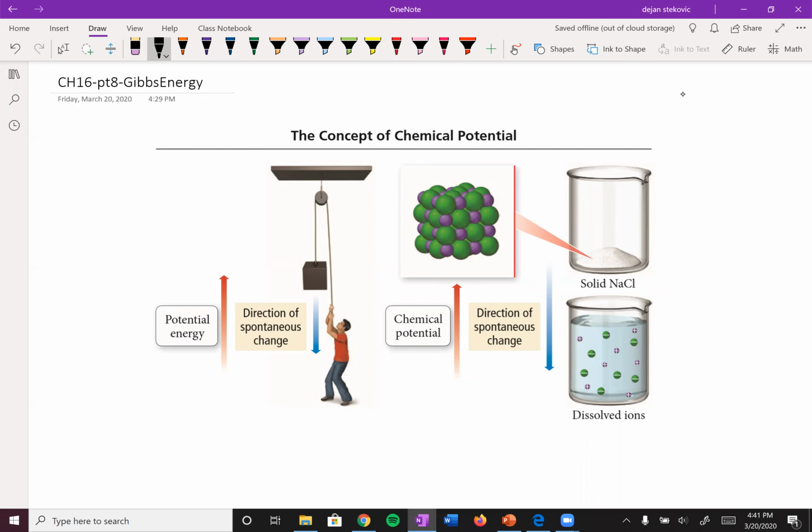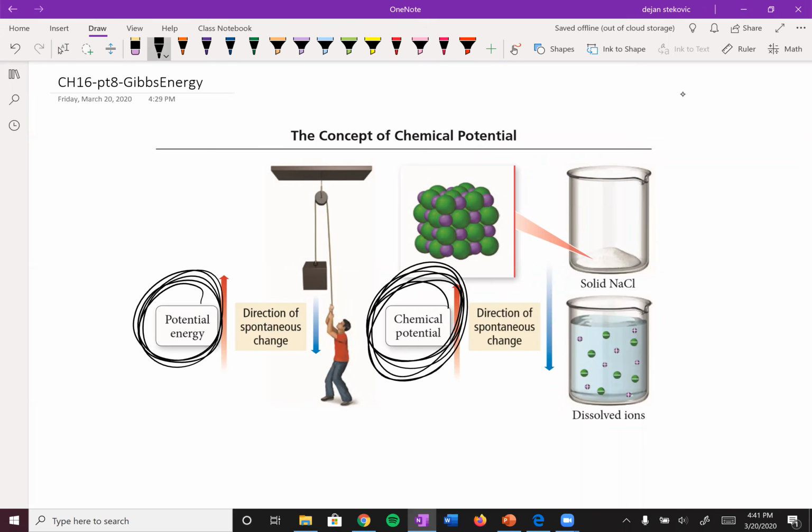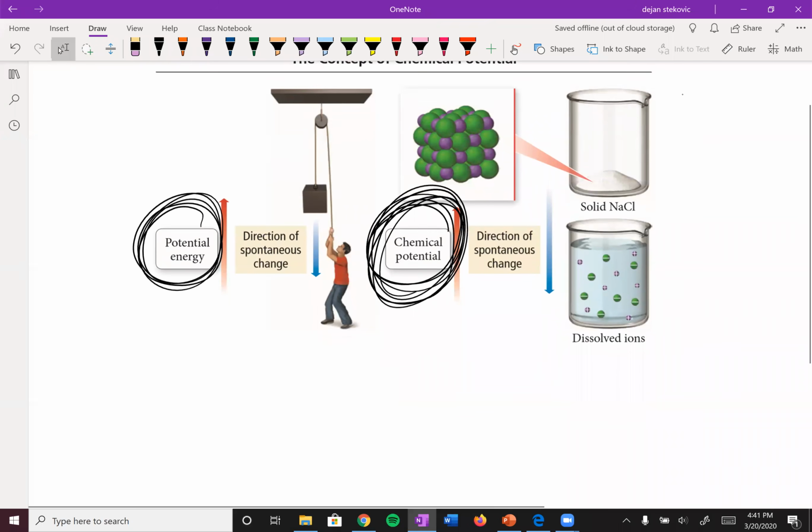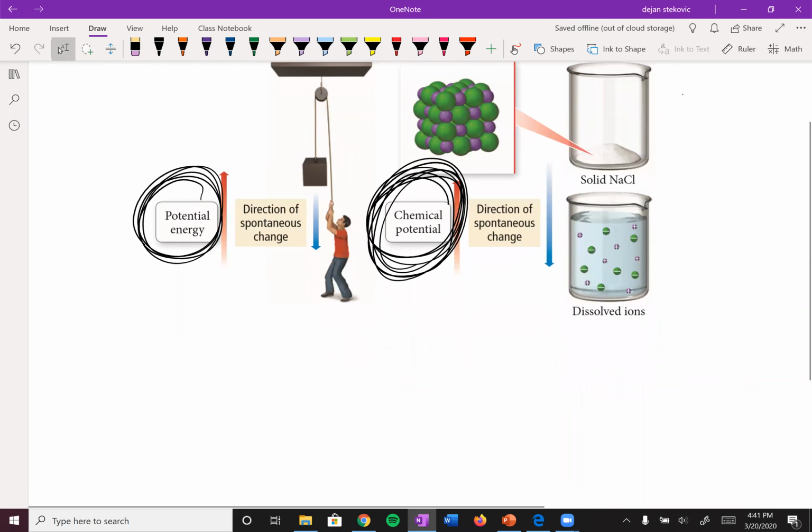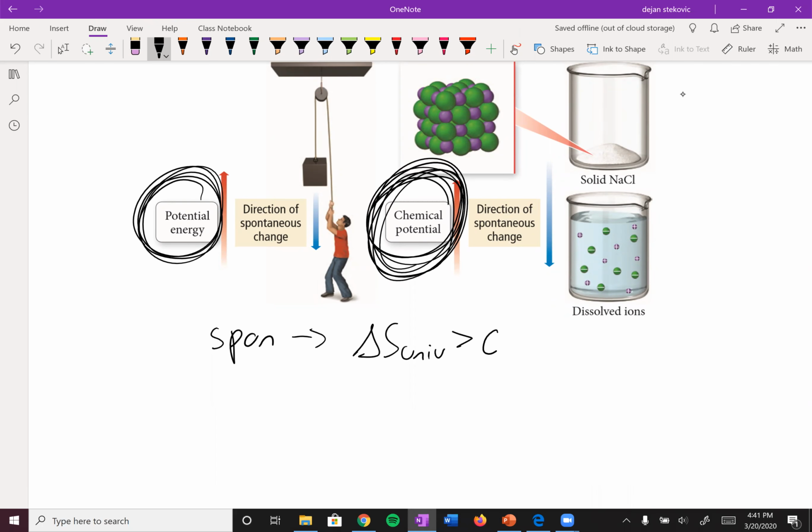All right, if you think back to the beginning of this chapter, we wanted to find a potential energy version for chemical potential. What is this energy? What does it mean? And we found what it was, and we said that if a reaction is spontaneous, the entropy of the universe is increasing, greater than zero. If it's non-spontaneous, then it is decreasing. So we found those rules.